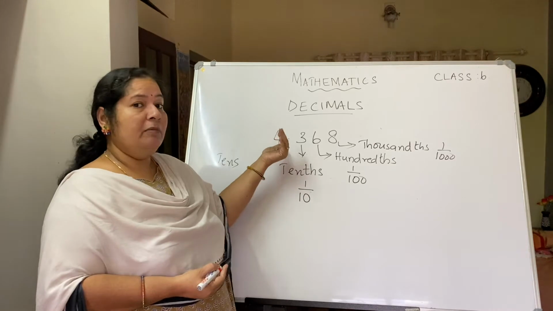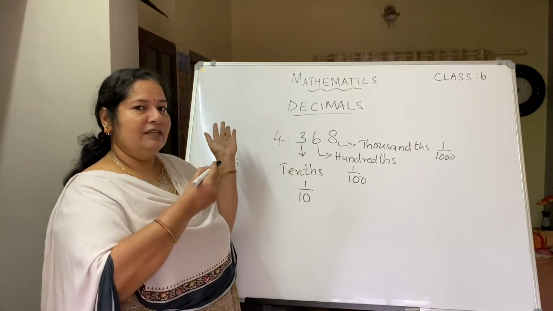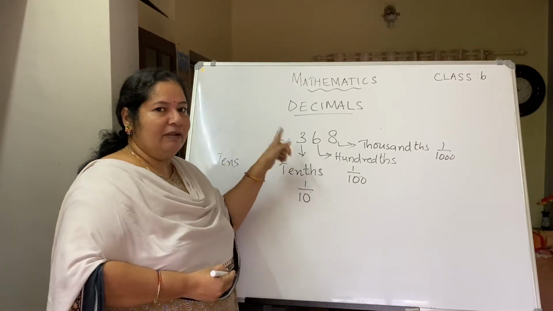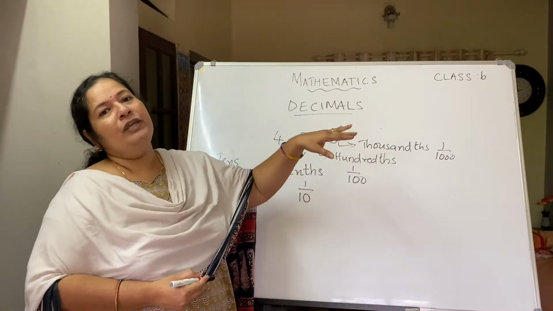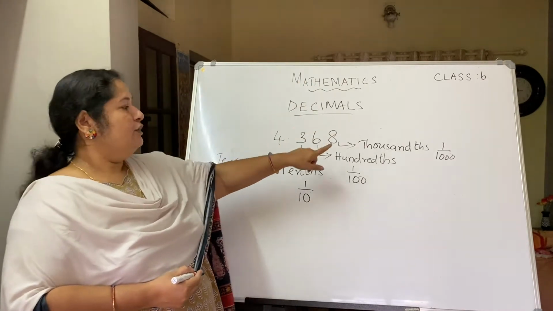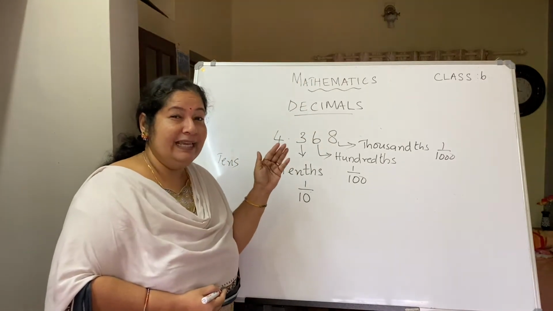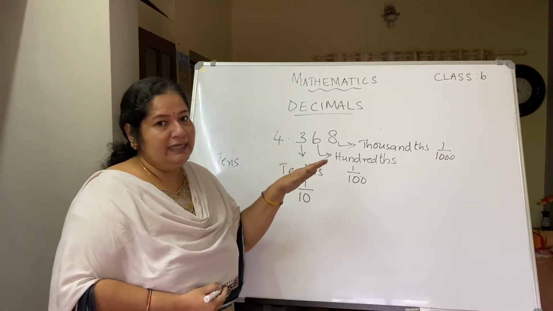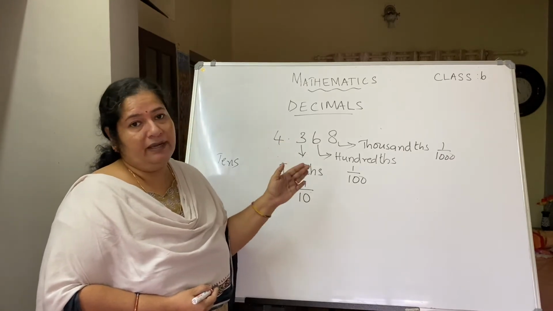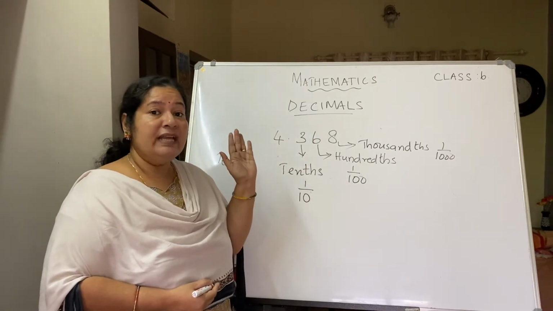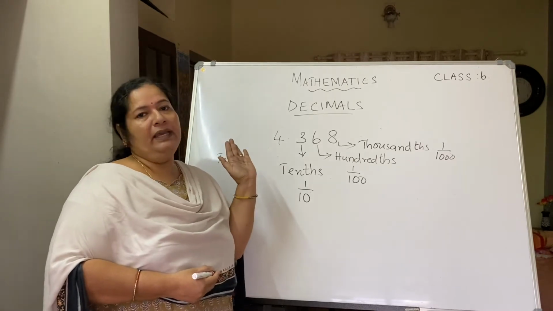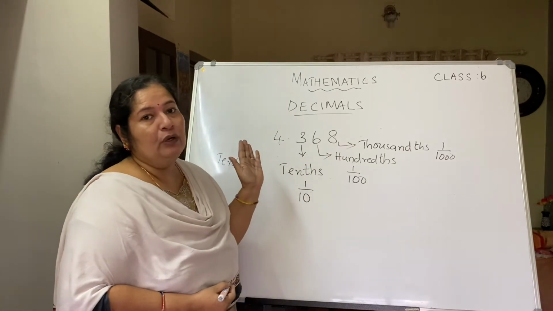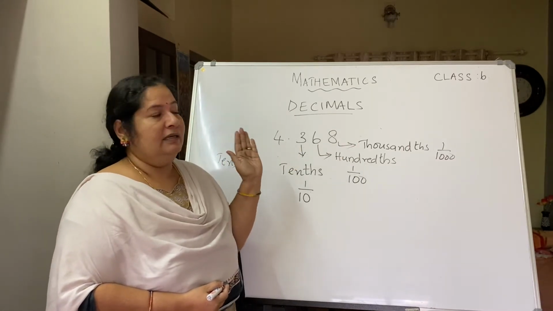See here in the whole number part, how did we go? We go from the right towards the left. But here how? From the left towards the right we are going. The places are going from the left towards the right. So the first place after the decimal point, we call it the tenths place having a value of 1 by 10. The next one is the hundredths place having a value of 1 by 100. And next is the thousandths place having a value of 1 by 1000. This is how the place value of a decimal is being noted.